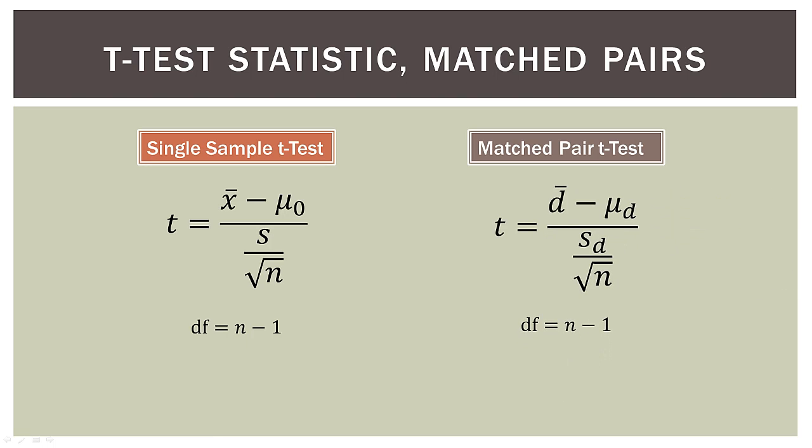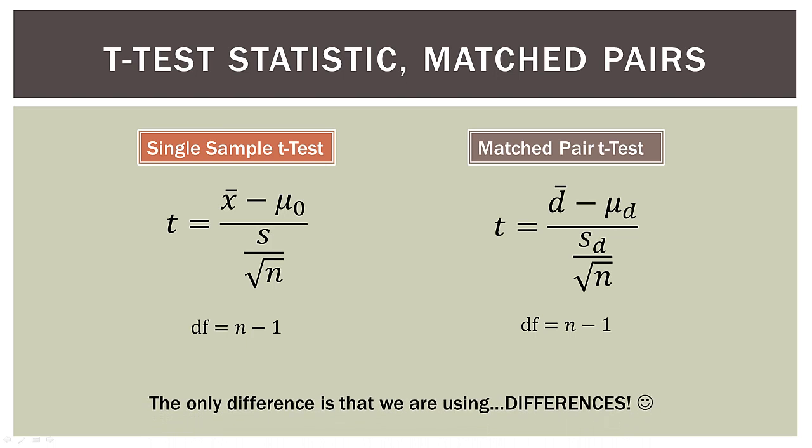Now what about the matched pair t-test? Well, that looks very similar, doesn't it? Instead of x bar, we have d bar, which again is the mean of the differences, minus our hypothesized mean of the differences, which is usually 0. Again, all that's divided by our standard error. If you look at the formula on the left and the formula on the right, you will see that they are basically the same thing. The only difference is that we are using differences on the right. Now, it's also important to point out that each one uses n-1 degrees of freedom.